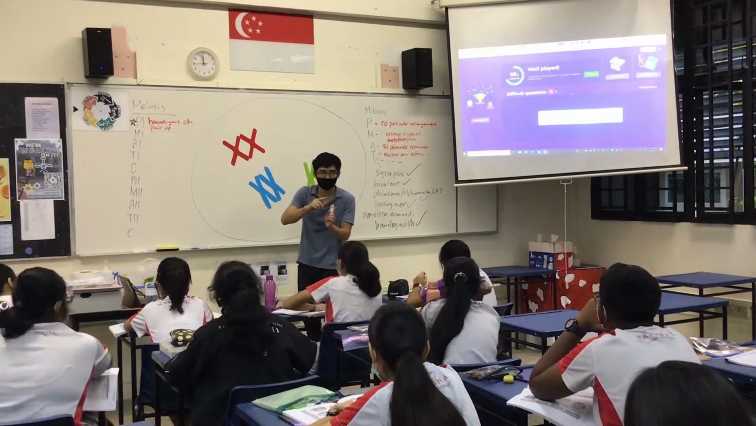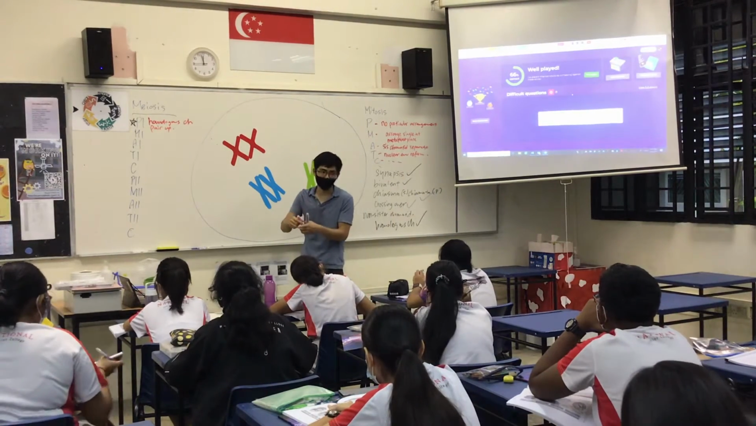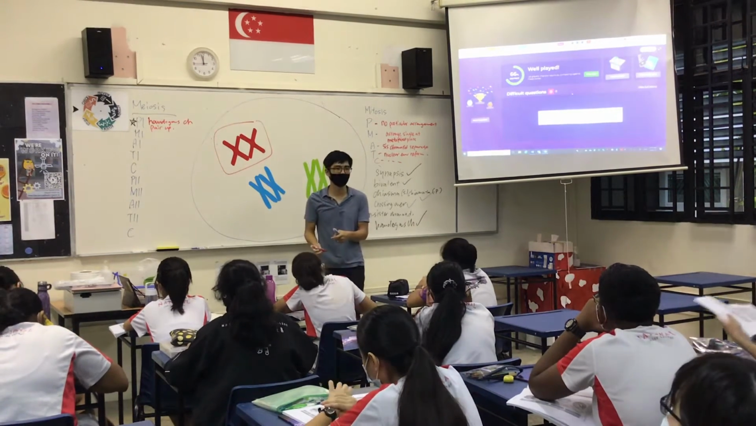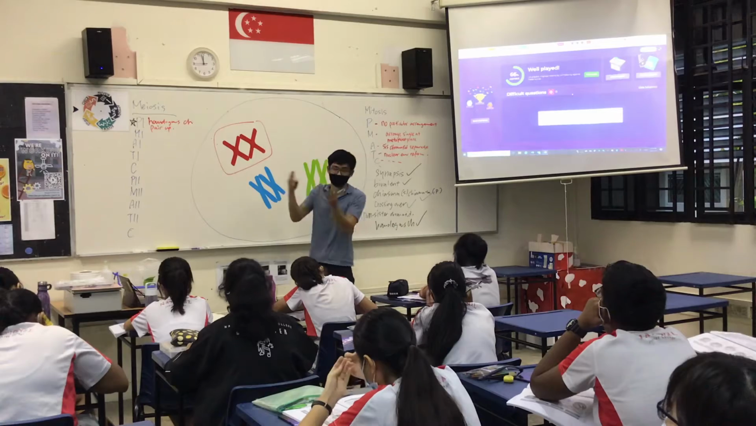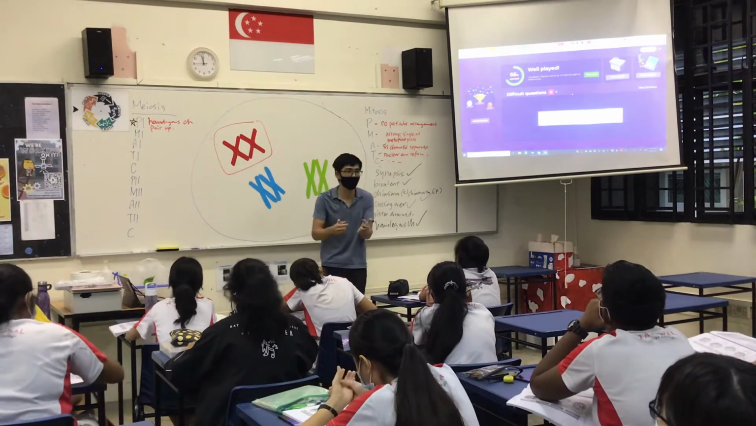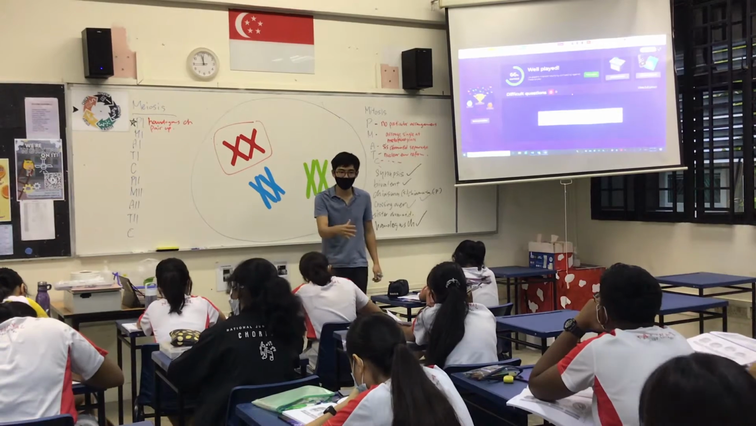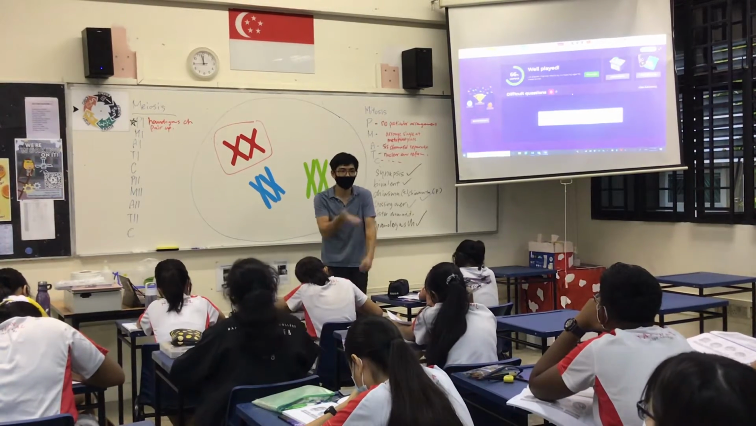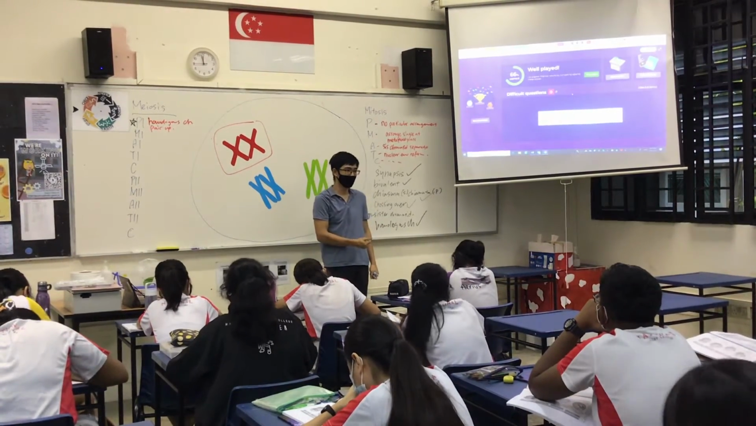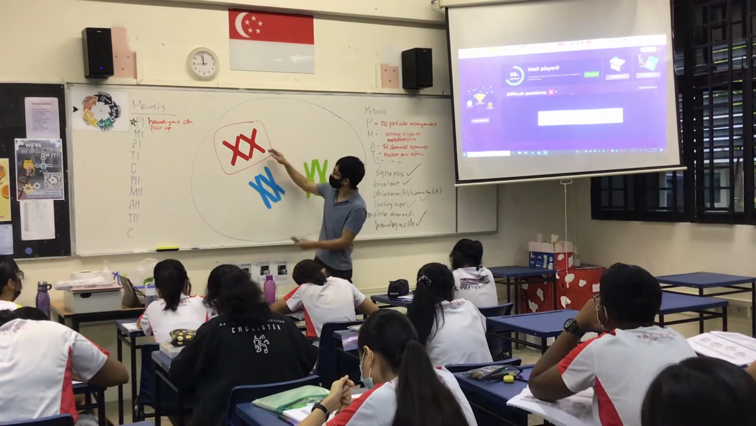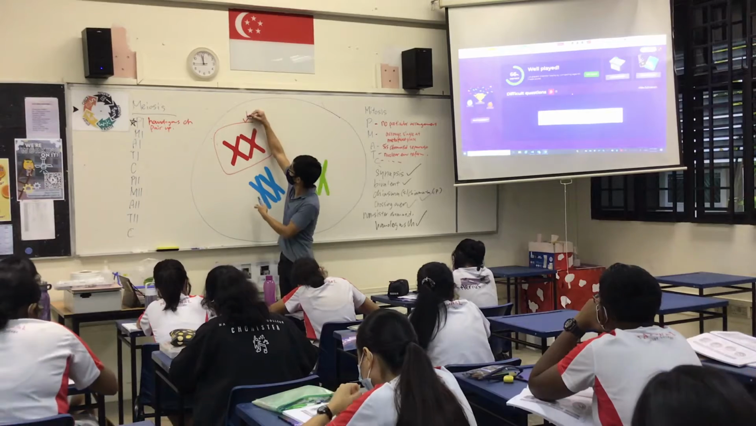Okay, so maybe let's talk about what's a bivalent. Bivalent is when you see two homologous chromosomes together. Right now, if I ask all of you to pair up, in your new groups of two, you are a bivalent. So this entire thing is a bivalent.